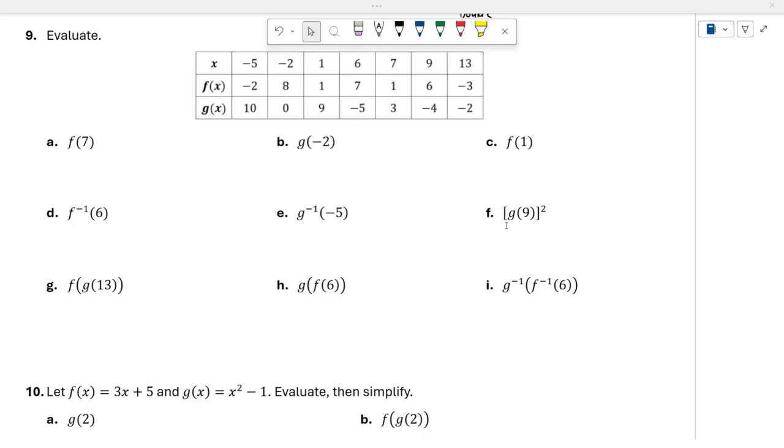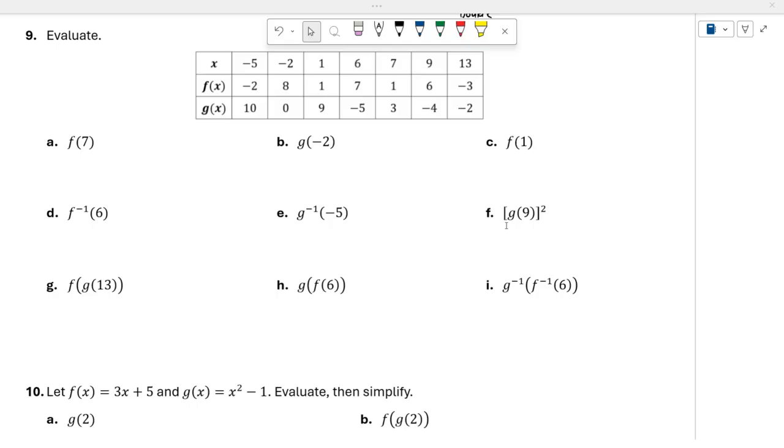So in number 9, we are given a table of values. Our top row is our inputs. So we have some various x values that we can plug into two different functions, right? The middle row represents the result of taking that x value and plugging it into the f function. And the bottom row tells us what happens when we take a given input, x, and plug it into the g function.